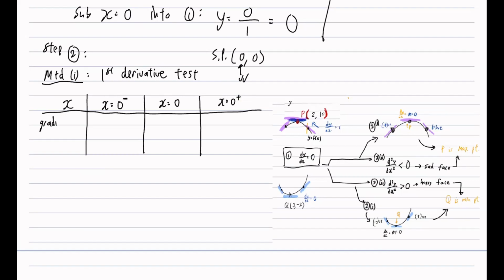Gradient. Gradient means gradient of the tangent line. So you don't need to give me the actual number. You just pick a random number. Let's say we pick x equals negative 0.1. That's slightly smaller than zero. What I want you to do now is take your calculator and sub it in.